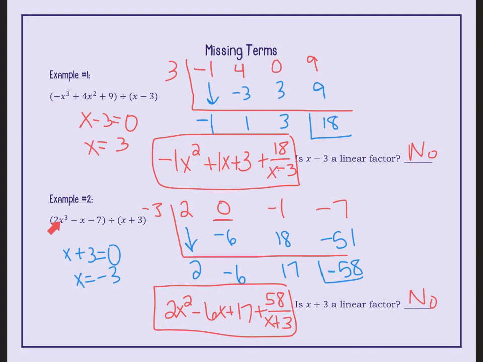So the number we were missing was x squared. So in place of x squared, I had to put the 0. So check your coefficients first. And then outside my box, I put a negative 3 since I solved for x.